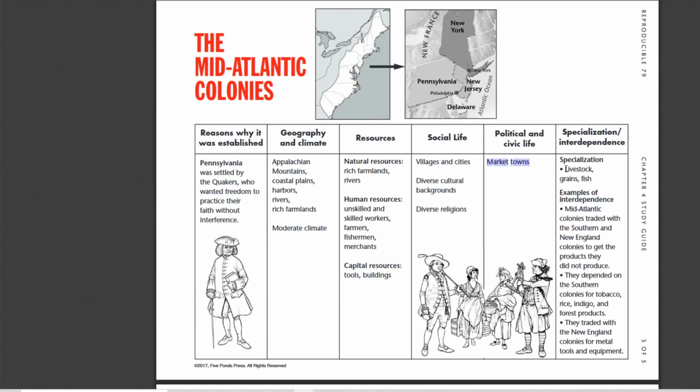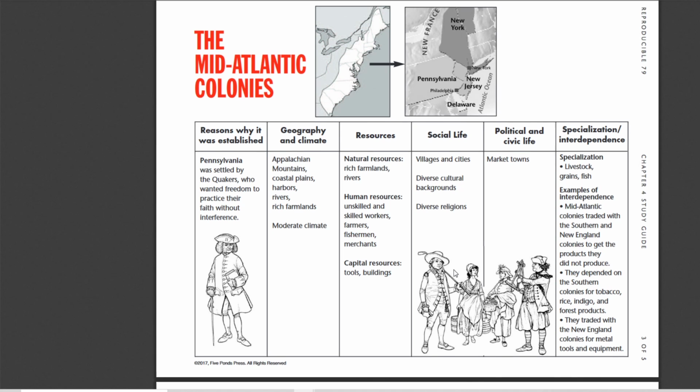They specialized in food, livestock, grains, fish. So they produced a lot of food. They'd send this food to New England, and they would get the products that they made in New England, and then they would get the cash crops from the South. And they would get metal tools and equipment from New England.